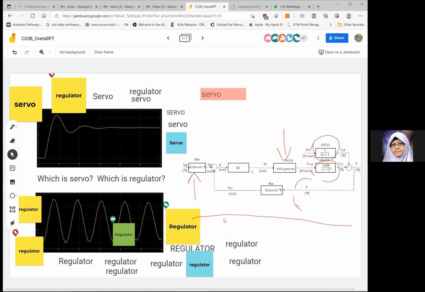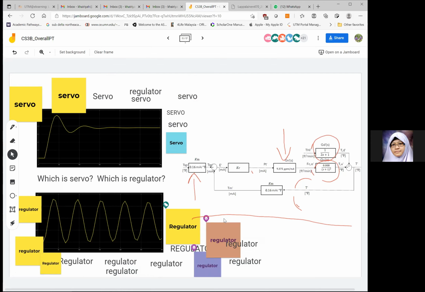Okay, so most of you say that the bottom one is regulator, but for the top graph, somebody says regulator and most of the answers are servo.